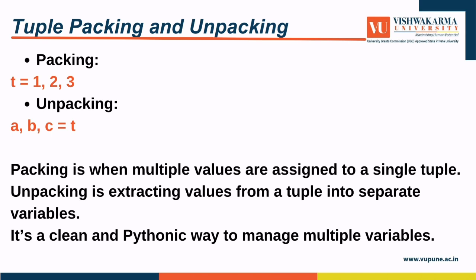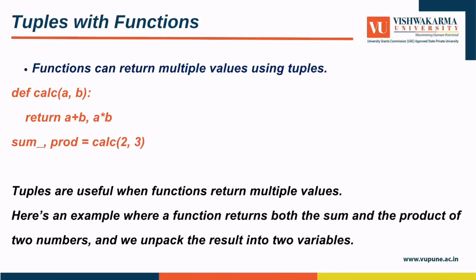Now, tuple packing and unpacking. Packing, the example is t = 1, 2, 3, whereas the unpacking example is a, b, c = t. Packing is where multiple values are assigned to a single tuple. Unpacking is extracting values from a tuple into separate variables. It's a clean and Pythonic way to manage multiple variables. This was tuple packing and unpacking.